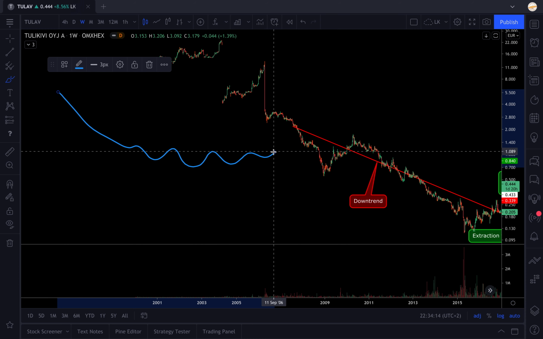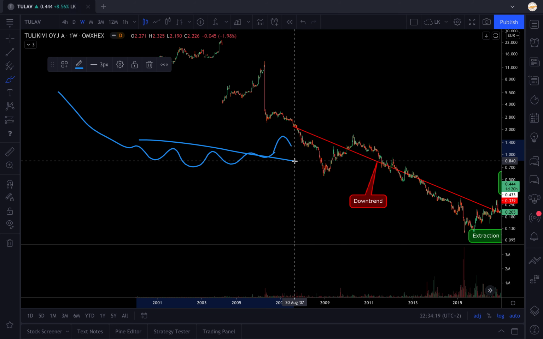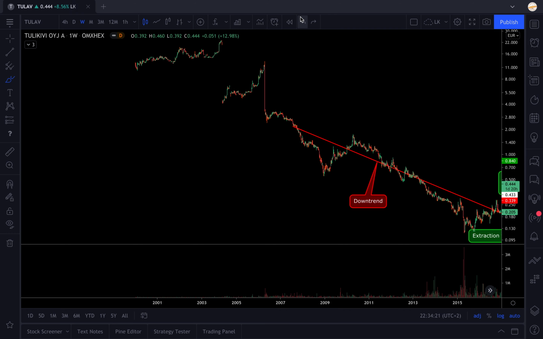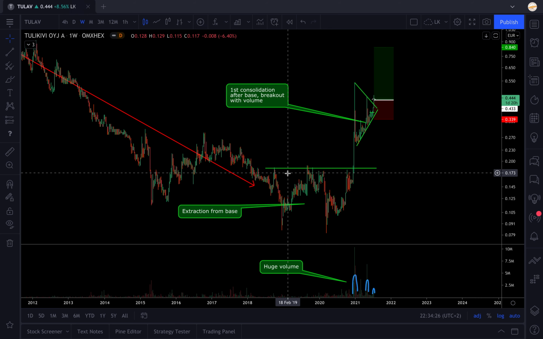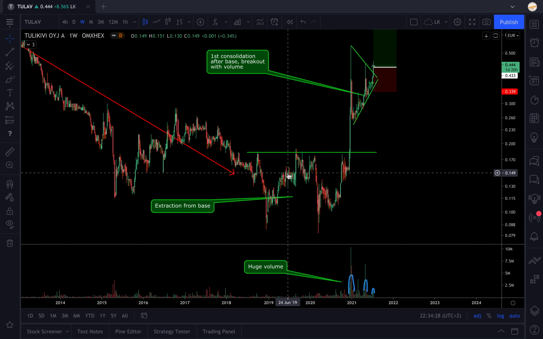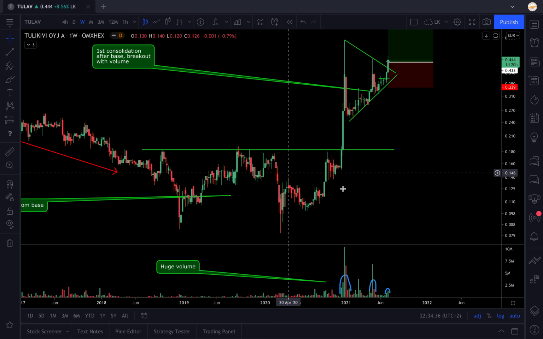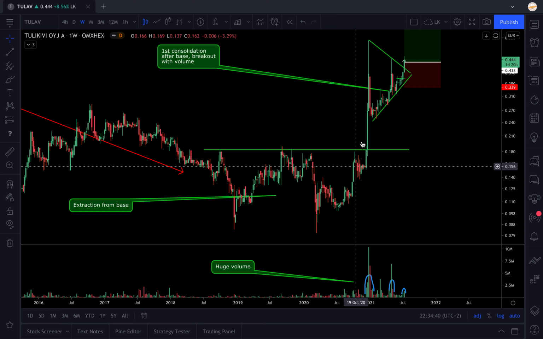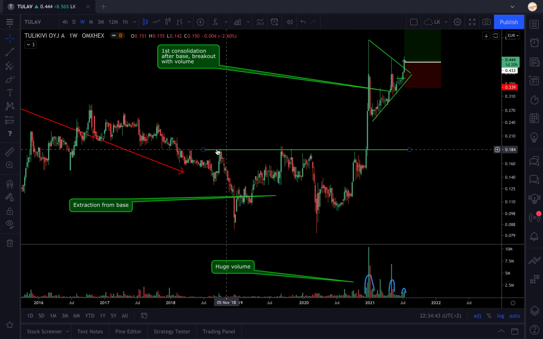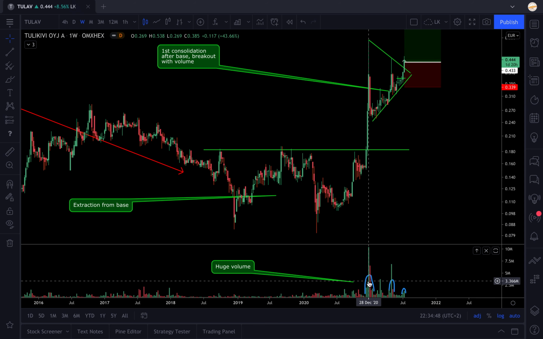And the point you're looking at is the extraction from the base. So you would have something like that. Here you have exactly that. You have the downtrend and then the base, which could translate to a double bottom. Let's call it that way. It's not really important. What's important is that there is a base and you see a strong extraction from that base. An extraction is when the price gets up away from the base, usually above the resistance. And you need to have huge volume.